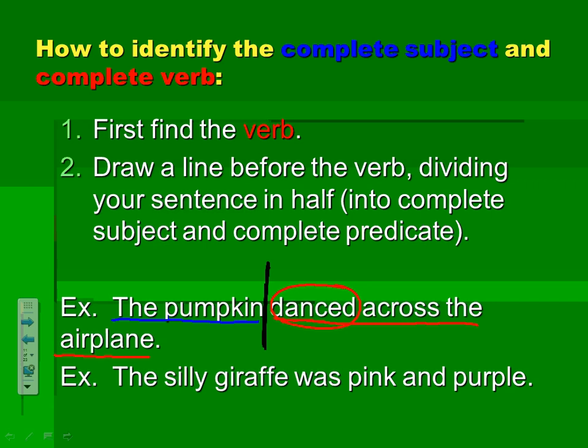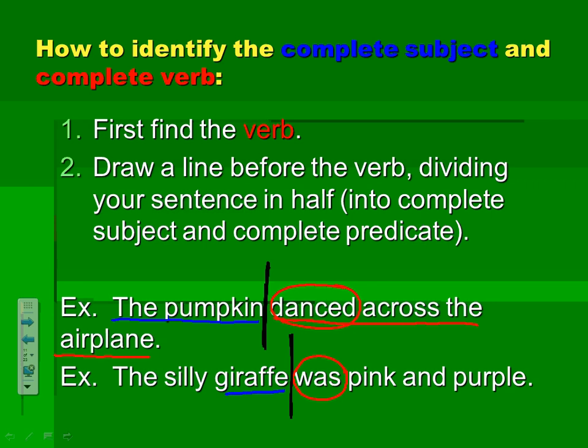Second example. The silly giraffe was pink and purple. Now, this one's a little bit more difficult. Can you find the verb? You're right. The verb is was. Now, it's not an action. This is a good example of a linking verb because it's showing a state of being. The giraffe was these two colors. Okay, so I'm going to draw my line before the verb. Hiya, just like Jackie Chan.